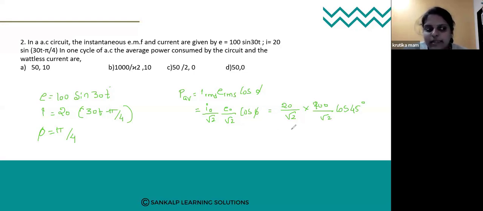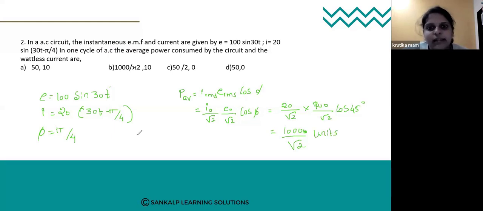So if you simplify this, it becomes 1000 upon root 2, because cos 45 is also 1 upon root 2. So this is the value of the average power.